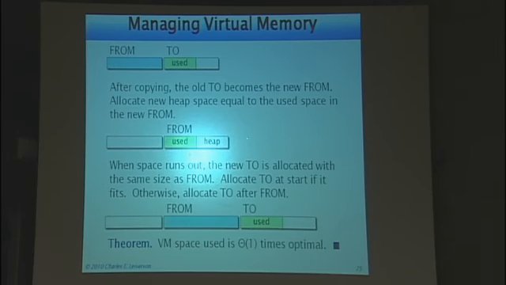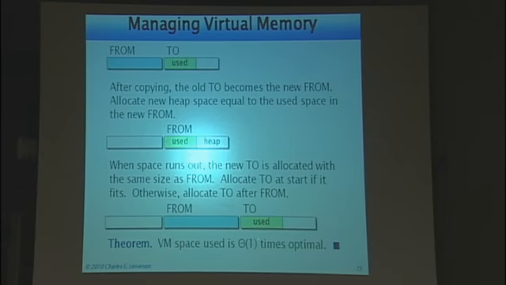Now when the space runs out, the new to is allocated with the same size as from. Okay? So if you can allocate it back in the old from space here, that's great. If there's room here to allocate it at the front, super, that's where you allocate it. But as in this example, the from space here is bigger than the space that goes up to here. So therefore, what I do is I allocate it at the end. Okay? And then I go through and copy to here. Now, if this ended up being used, then the next time around, I would be able to reuse this space at the front.